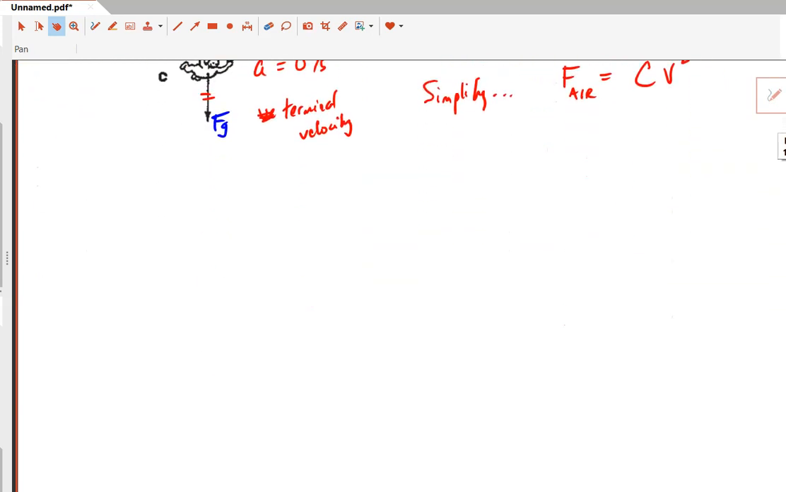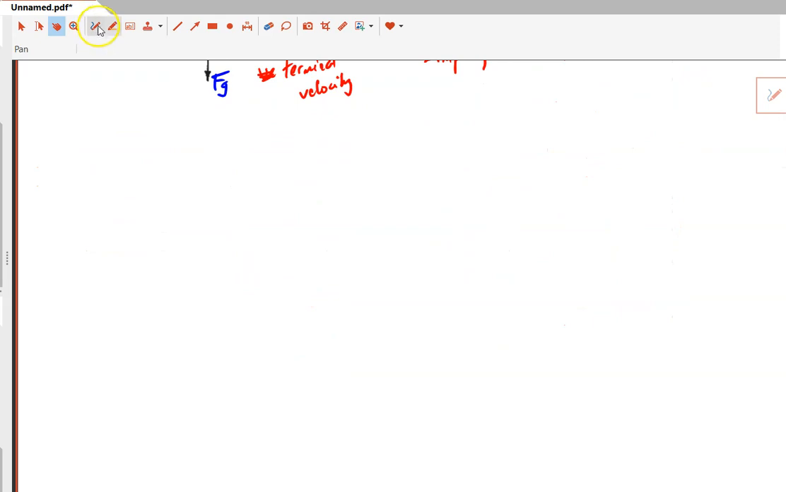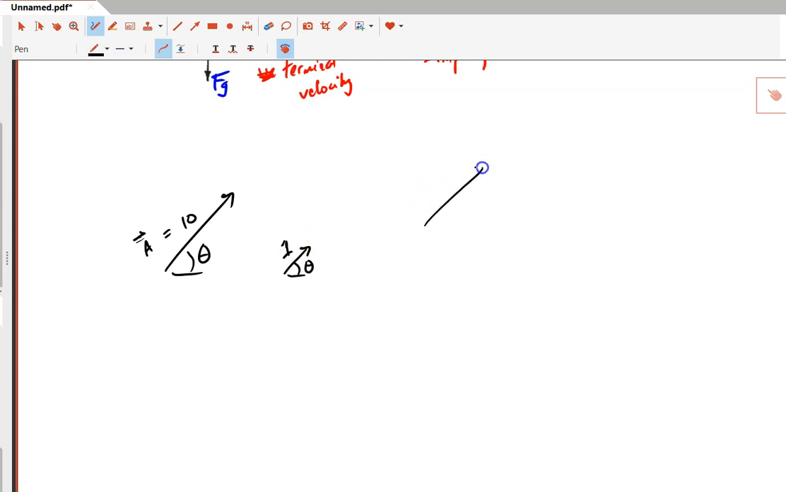Okay, so let me just explain that a little bit. So what is normalizing a vector? Imagine I have a vector that is, let's say, 10 units long and at some angle theta. What we want to do is take that vector, let's call it vector A, and normalize it. So we want to basically keep the angle the same, but we want the magnitude to be 1.